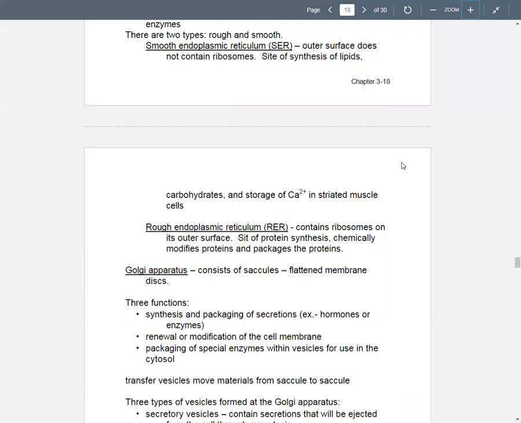What about the rough endoplasmic reticulum? Well, it's going to have ribosomes on it, and that's what makes it rough. So it does get to be involved in protein synthesis. It does make proteins. It also will modify those proteins chemically and package them and send them on to the Golgi apparatus.